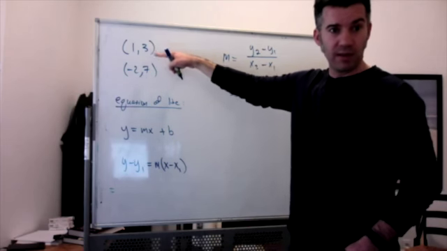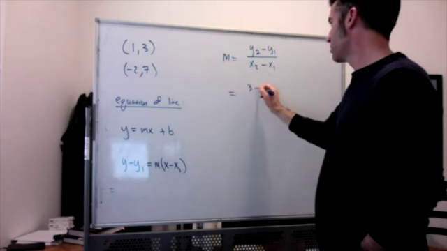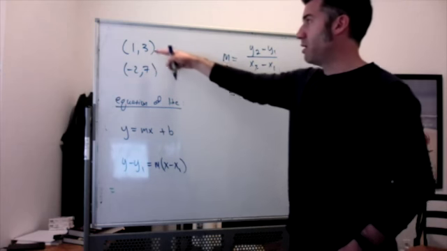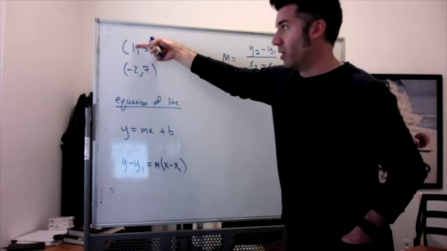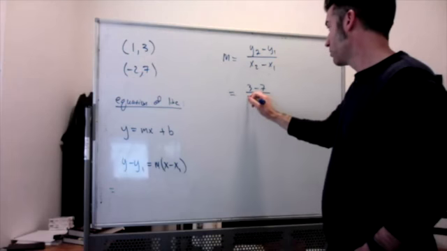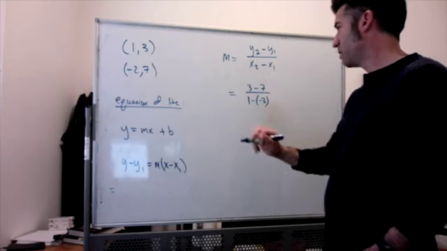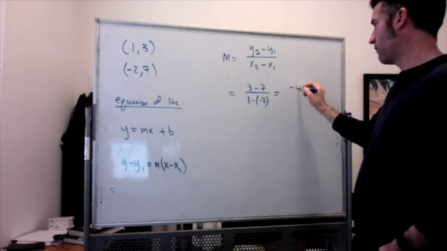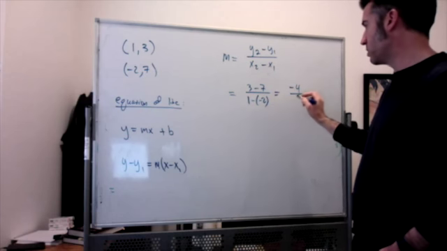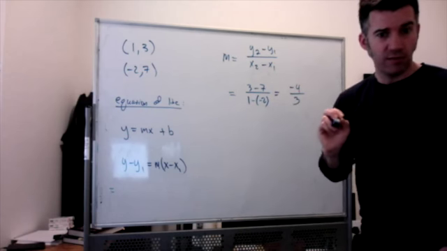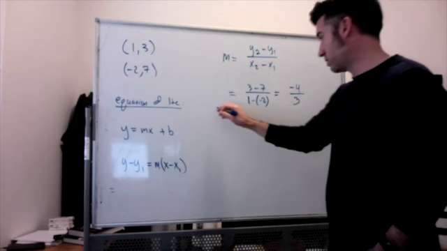So it's 3 minus 7, divided by, since I did 3 minus 7, I have to do 1 minus -2. So 3 minus 7 is -4. 1 plus 2 is 3. So there's my slope, -4/3. Then we can write the equation of the line.